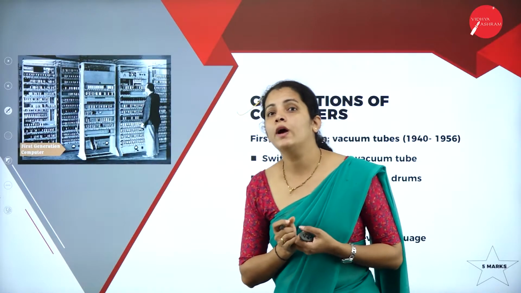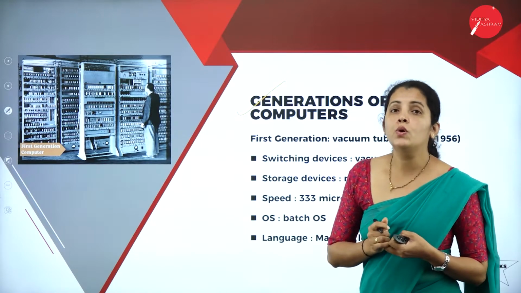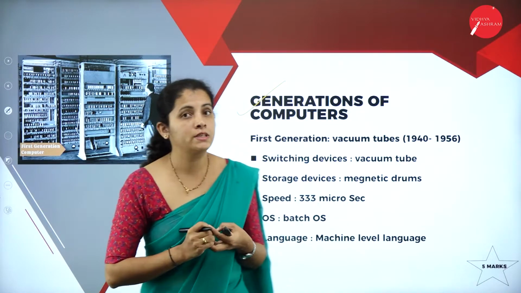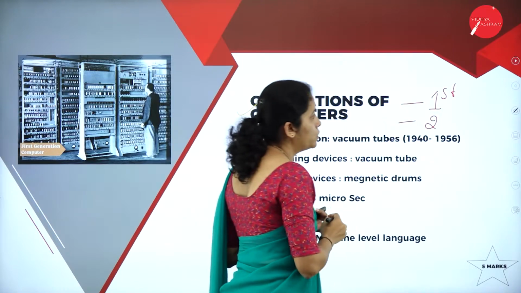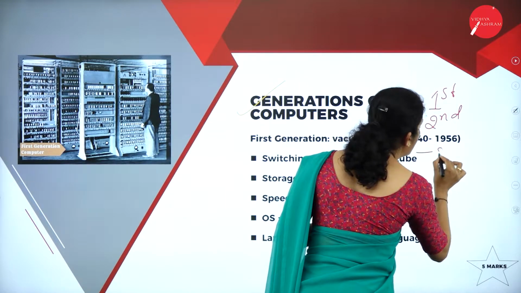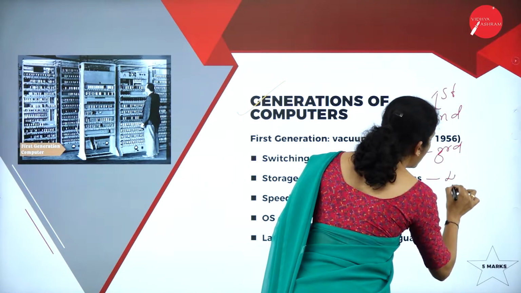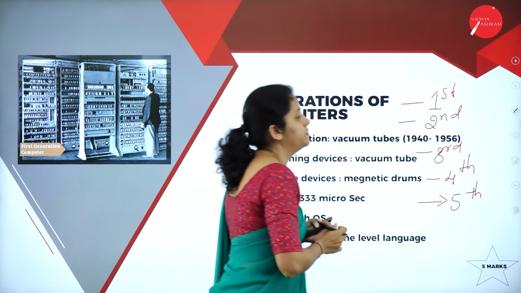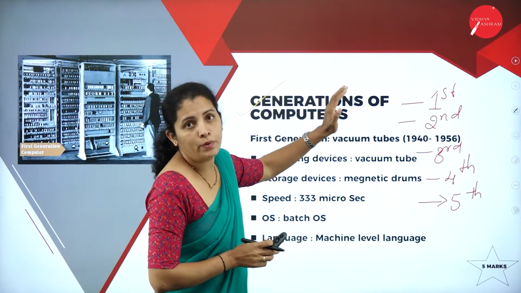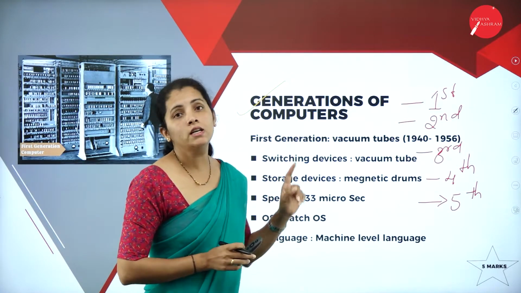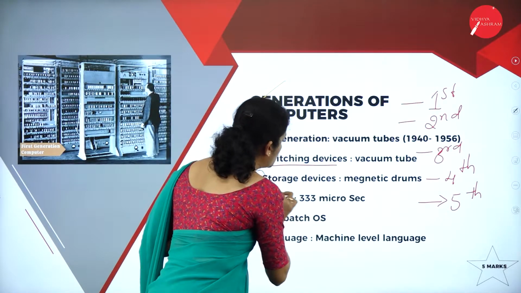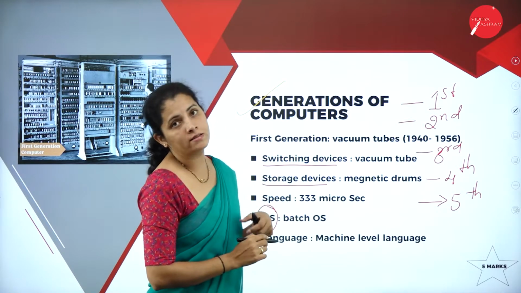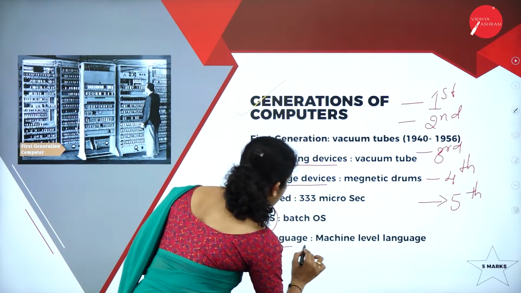Moving further, we are going to have the generations of computers. Generations of computers are classified into 5 different types: first generation, second generation, third generation, fourth generation, and fifth generation. The generations of computers vary according to their switching device, storage devices, speed, the different kinds of operating system used, and the languages used.